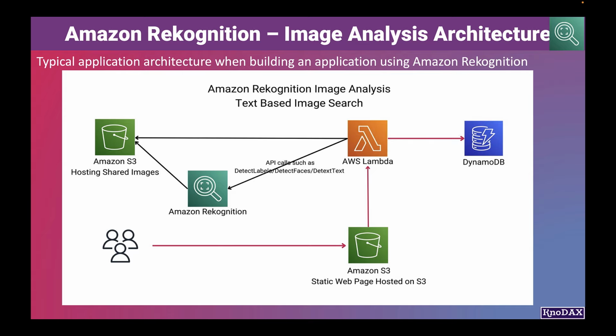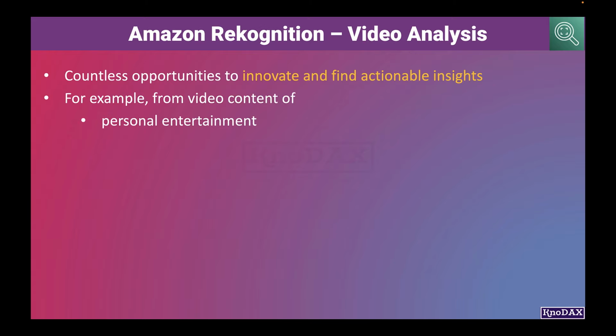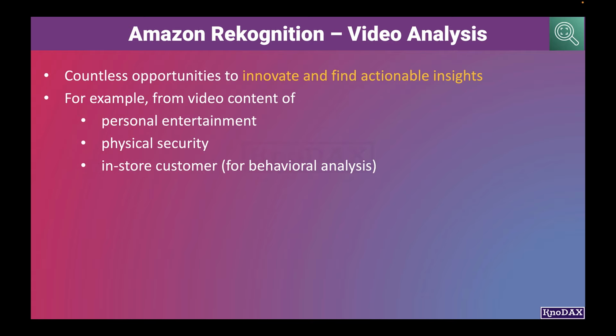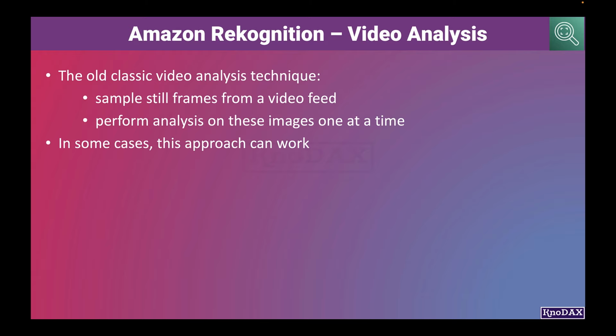We have seen how Amazon Rekognition analyzes images. What about video analysis? There are countless opportunities to innovate and find actionable insights from the video content, from personal entertainment to physical security, to in-store customer behavioral analysis. The old classic video analysis technique was to sample still frames from a video feed, performing analysis on these images one at a time. In some cases, this approach can work, but there is a lot of opportunity for improvement here, and Amazon Rekognition does an excellent job of performing video analysis.